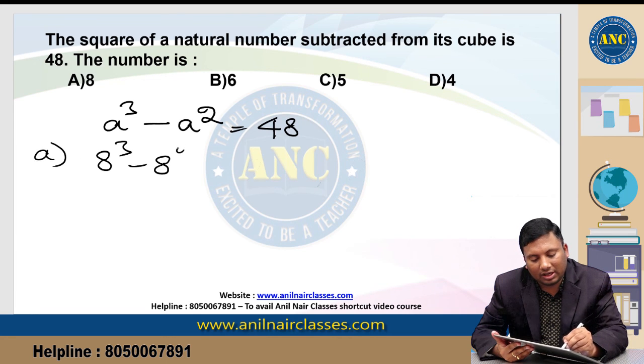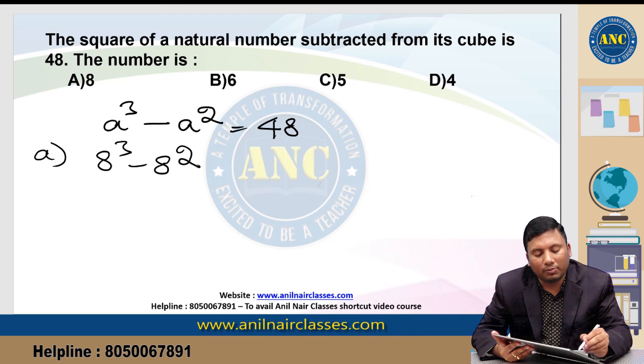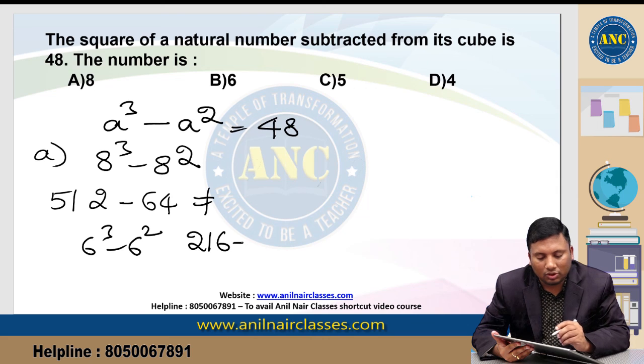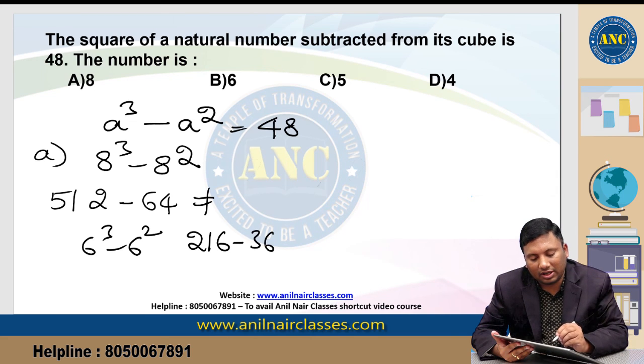8 cube minus 8 square. 8 cube is 512, 512 minus 8 square is 64. Thus the value cannot be 48. Next one, 6 cube minus 6 square. 216 minus 36, it cannot be 48.